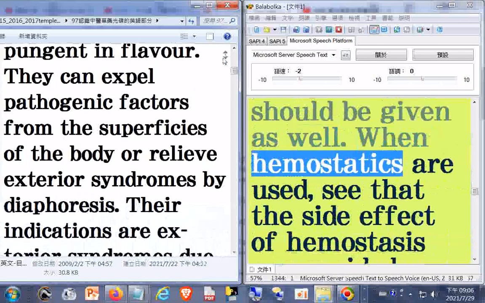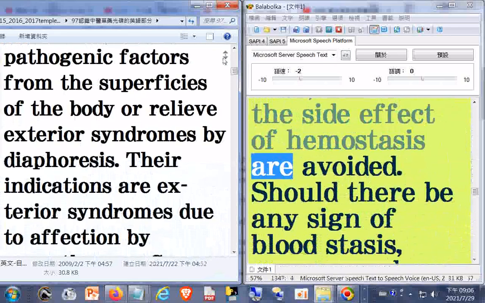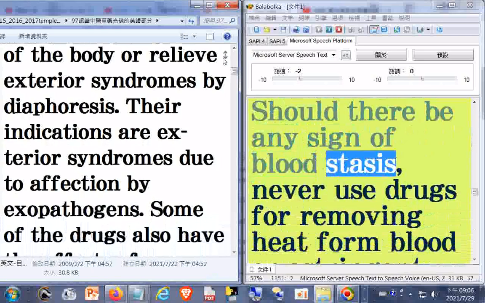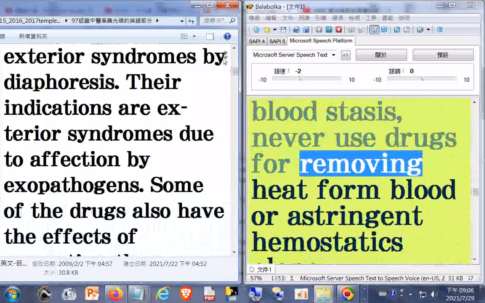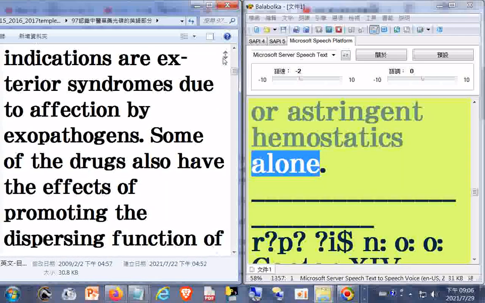When hemostatics are used, see that the side effect of hemostasis are avoided. Should there be any sign of blood stasis, never use drugs for removing heat from blood or astringent hemostatics alone.